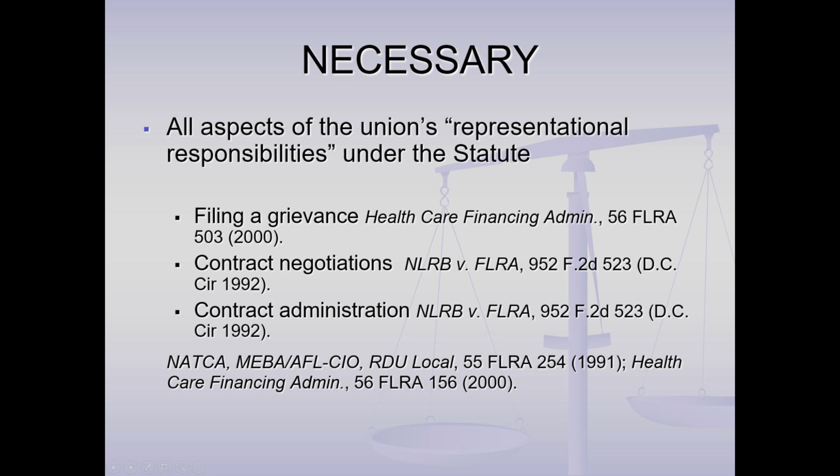The information the union is requesting must be needed to fulfill the union's representational responsibilities under the statute. This includes filing a grievance, negotiating and administering the collective bargaining agreement. If the union wants the information to represent an employee before the MSPB or EEOC, that would not meet the necessary requirement because the union is not obligated under the Federal Service Labor-Management Relations Statute to represent employees in those proceedings. However, the union can obtain information for those proceedings through the MSPB and EEOC procedures, just like anyone else could. The union can also obtain information to support a grievance, even if it's a matter that could have been brought to MSPB or EEOC.